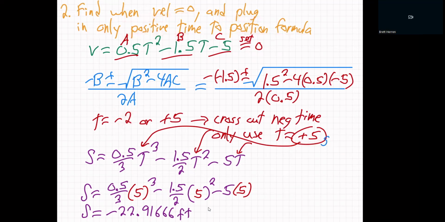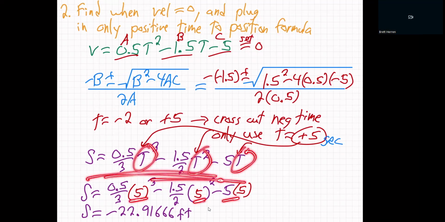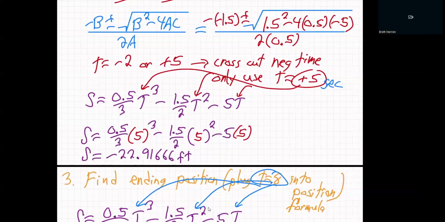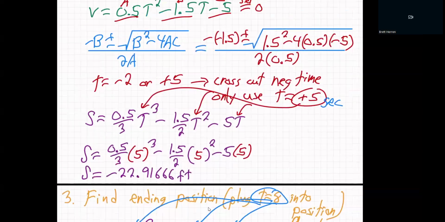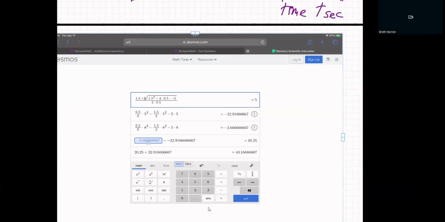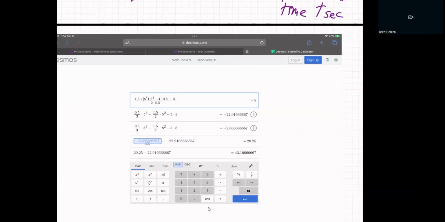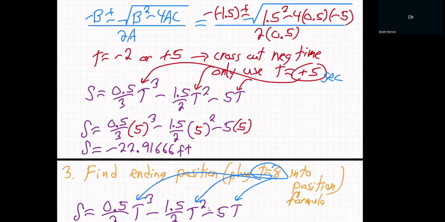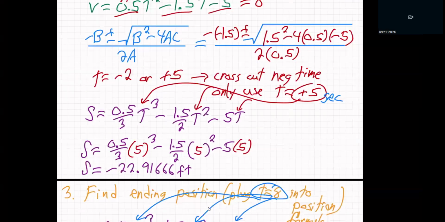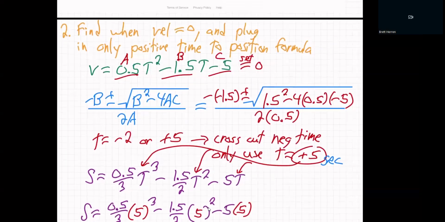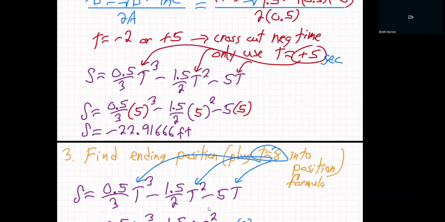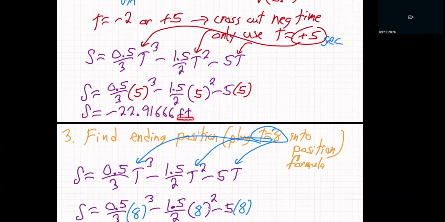So now there's 5 seconds. I'm going to plug that in to the position formula right there. There's the position formula again, the one we found. Plug in your 5 right there. Hit the buttons on Desmos. Negative 22.9166. There's where I did that on Desmos right there. So back to it. There's the position when the particle stops, when the velocity is 0. There's its position in feet.